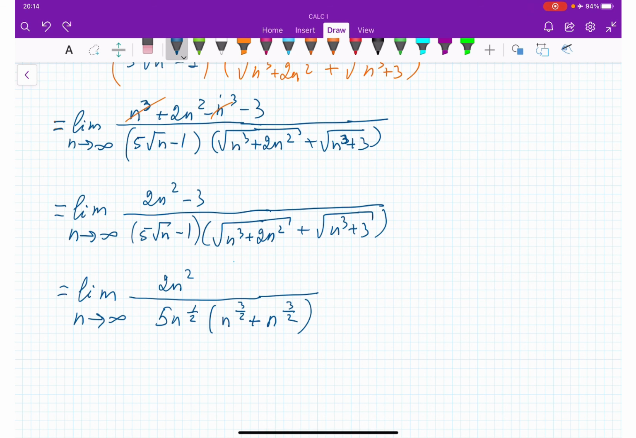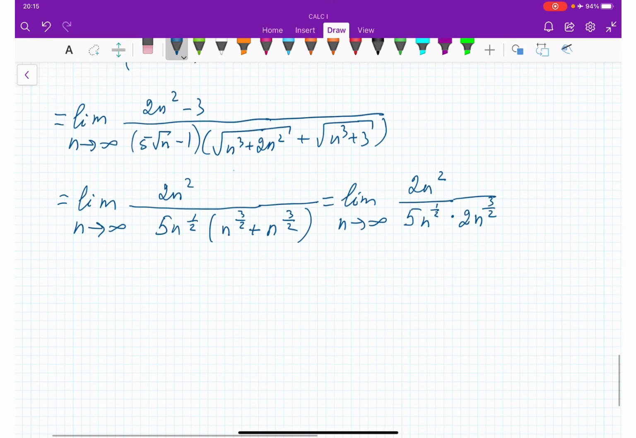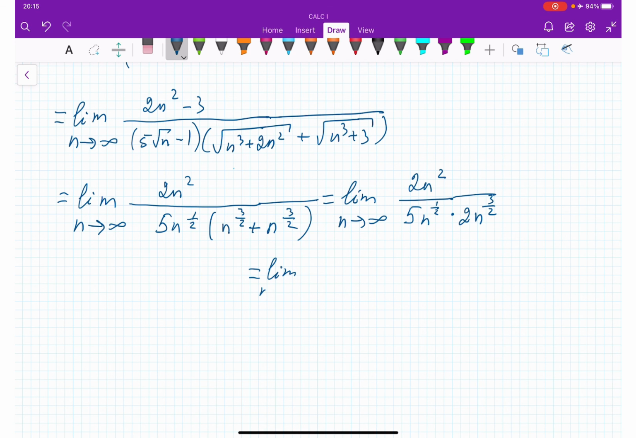And we are getting the limit as n approaches infinity of 2n squared over 5n to the power half times 2n to the power 3 over 2. Because those are identical, n to the power 3 over 2 and n to the power 3 over 2, we can't drop one of them. We're just going to add them, and we get 2 times n to the 3 over 2. Okay, now from here, what is left over is the limit as n approaches infinity. In the numerator, I have 2n squared because there's nothing else to simplify.